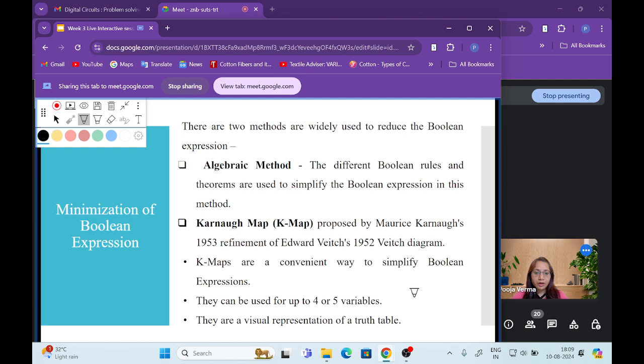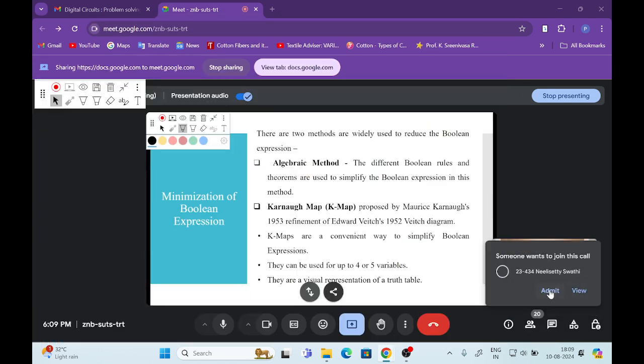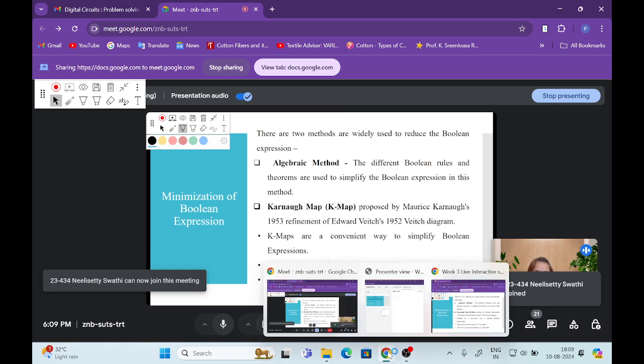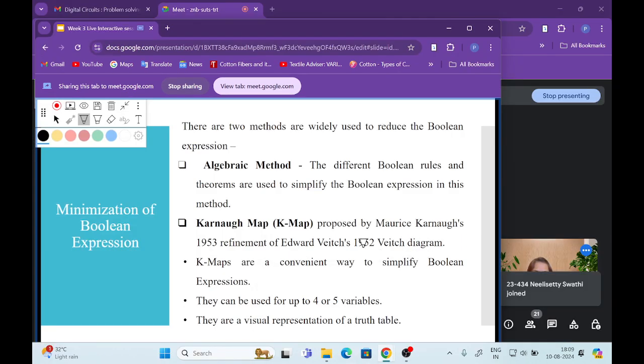a refinement of Edward Veitch's 1952 chart. K-maps are a convenient way to simplify Boolean expressions. They can be used for up to 4 to 5 variables. They are a visual representation of a truth table. From the truth table, we can solve or derive the Boolean expressions.